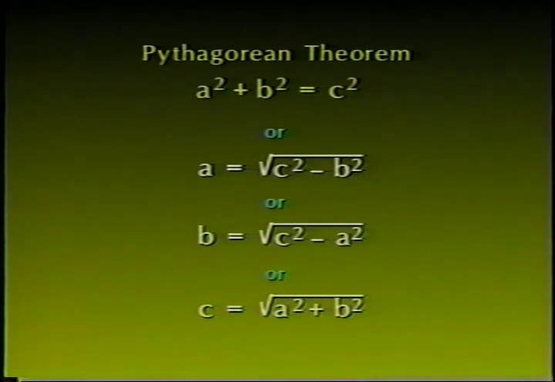Rearrangement has provided the other three equations which can be used to find whichever side is sought. As shown, side A is found by solving for the square root of side C squared minus side B squared. Side B is found by solving for the square root of side C squared minus side A squared. Side C is found by solving for the square root of side A squared plus side B squared.